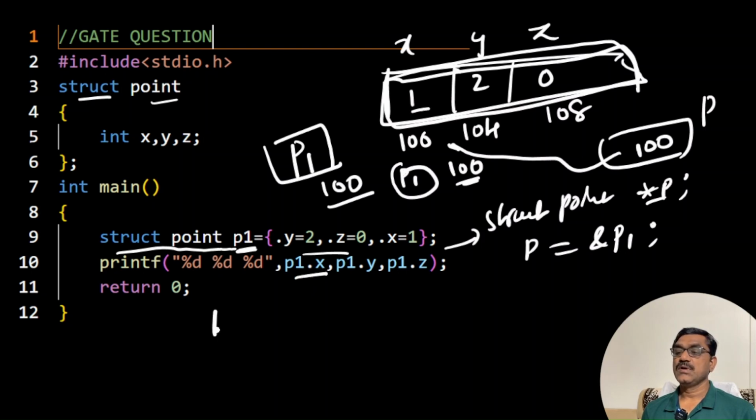value? 1. Next p1.y, how much? 2. P1.z, 0. We are going to get the output of this as 1, 2, 0.